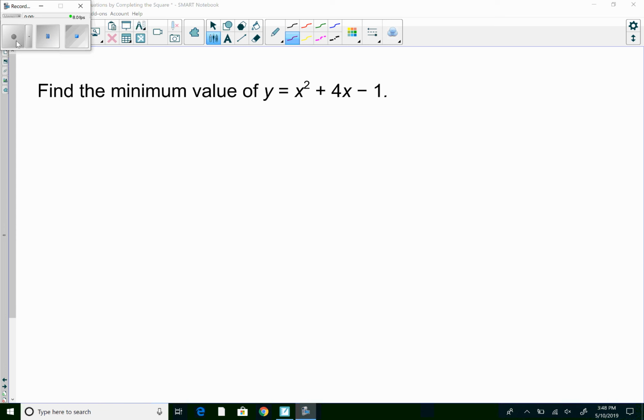We're going to finish up section 9 for today, which is solving quadratic equations by completing the square. This first example, we basically just want to figure out what's the minimum value.